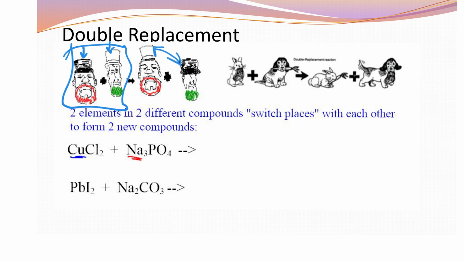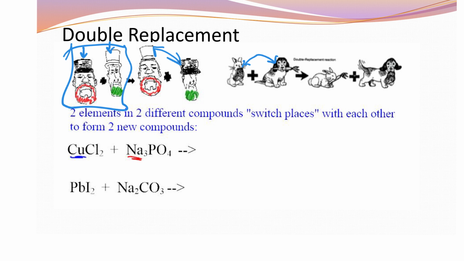Now you could say the hats ended up switching, or the people ended up switching, but either way, there was a double switch. Same thing here with the bunny and the meat, and then the dog and the carrot. The food switches or the animals switch, but either way there was a double switch in this example. So the same thing is going to happen down below, and you're going to get new compounds formed.